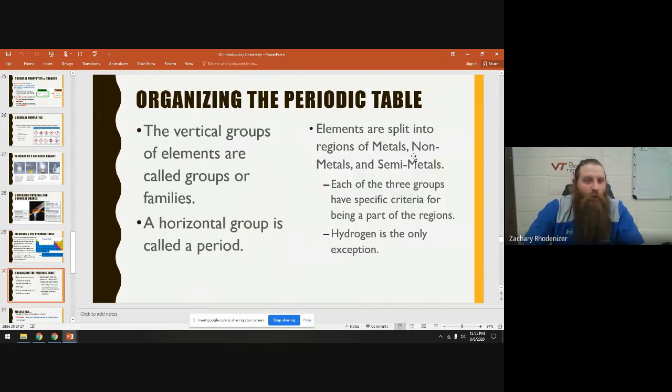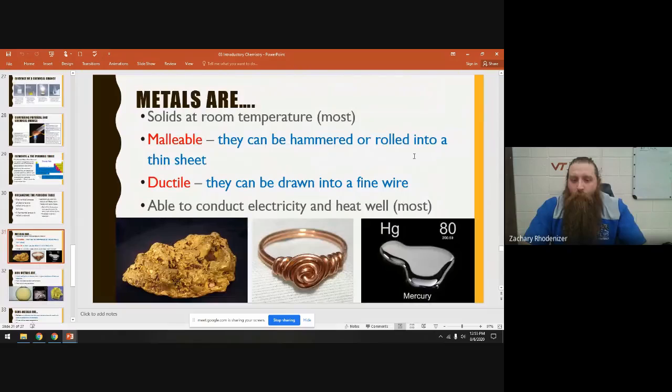It's special. When we look at metals, we find that all of them are solids at room temperature except for mercury. They are malleable, which means, like we said a minute ago, they can be hammered into a sheet. They're ductile, which means they can be drawn into a wire. And the majority of them are good conductors of heat and electricity. So here we have some metals. We have gold and copper, and there we have mercury.